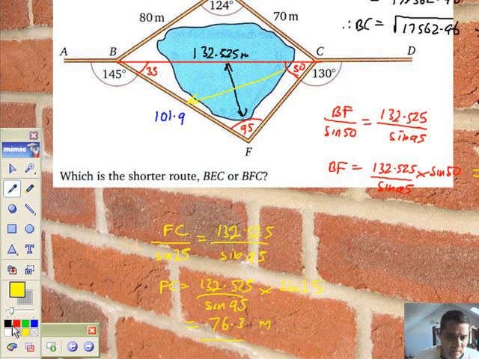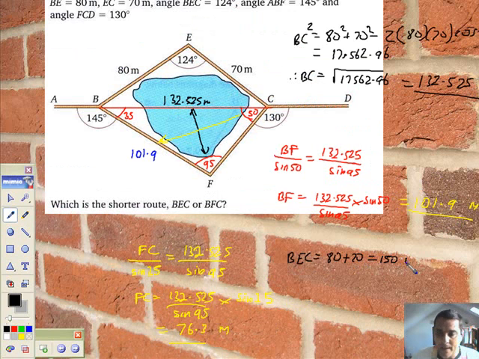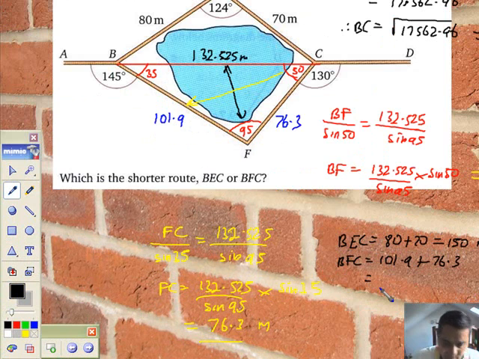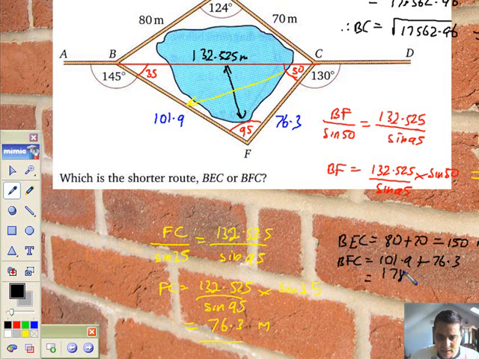So what have we got all together? Let's do a compare and contrast then. BEC equals 80 plus 70, which is 150 meters. BFC equals 101.9 plus FC, which I should write in blue so it's all consistent. Now back to black. So 101.9 plus 76.3, let's use a calculator, I'm a chicken. We've got to do this carefully to draw a conclusion. 178.2 meters.